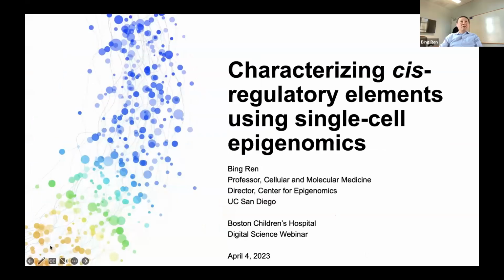Great. Are you able to see the full screen? Yeah, we can see that. Not the split view. Right, it's perfect.